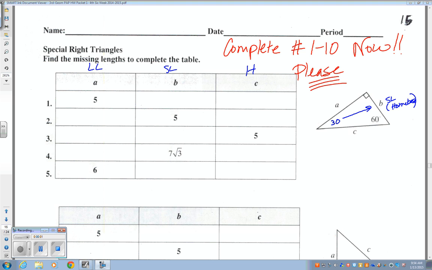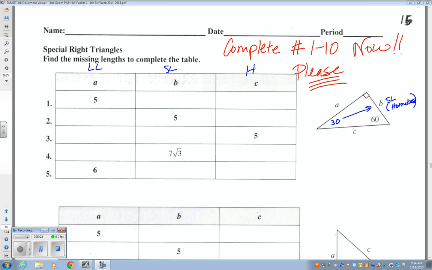The goal is that you can do the rule mentally and do some simplification, hopefully mentally. But understand when you multiply and when you divide. That's what I really want us to check. So on 1 through 5, we have the special right 30, 60, 90. And I said home base is a short leg.